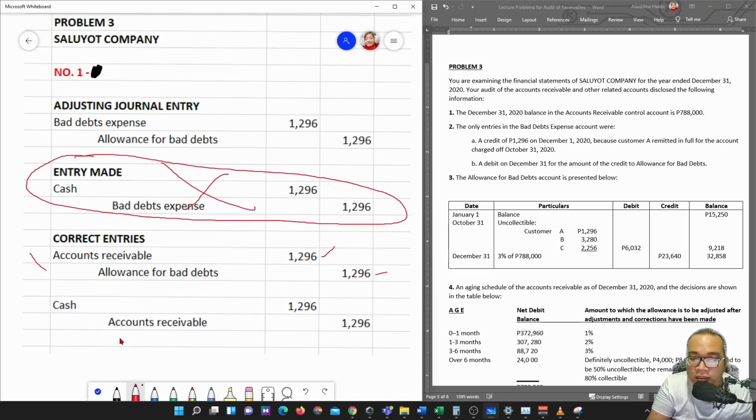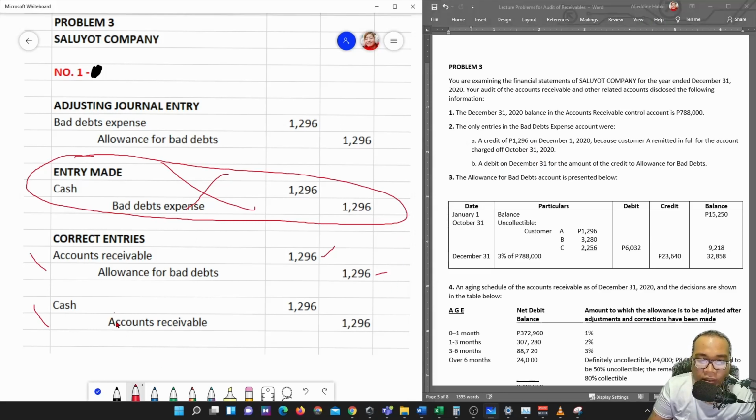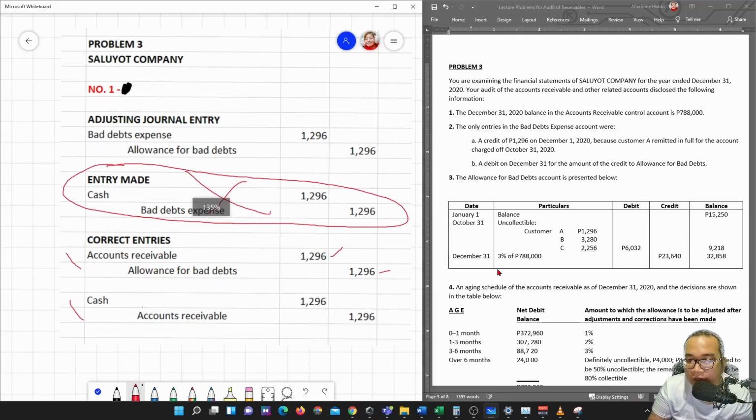Di ba? Next is, i-record mo na yung pagka-receive ng cash. Since na-receive mo na yung cash from that accounts receivable, ito na yung proper next. Di ba? Cash, debit, credit, accounts receivable. So this one represents the pagkabuhay ng account na na-write off. Yeah? In this case, yung na-charge off. And this one represents the time na kung saan kinuha mo na yung cash, na-receive mo na yung cash from the revived account. So ganito yung correct entry. So as you can see, adjusting yung gagawin natin dito.